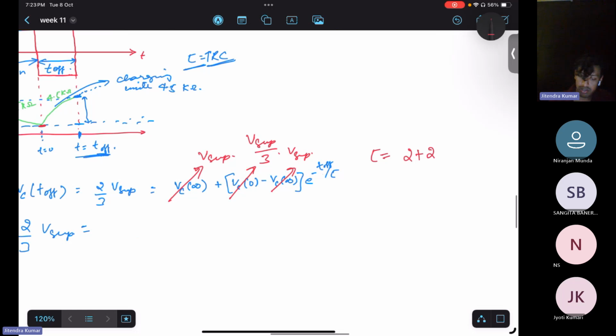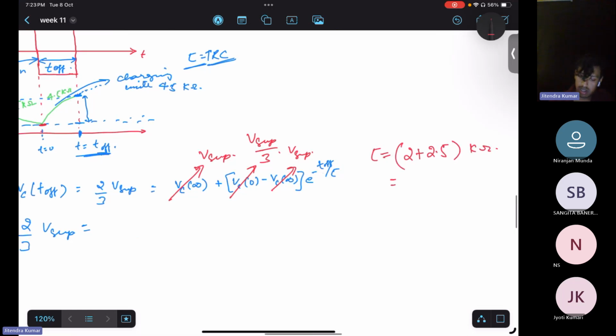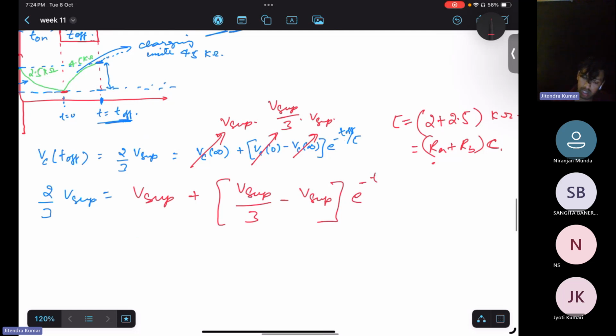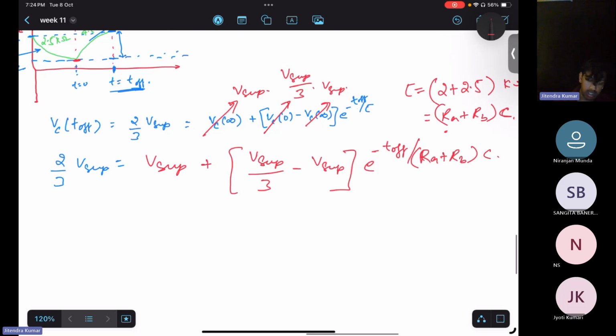2 plus 2.5 kilo ohm, which in terms of expression is Ra plus Rb. It is charging through two resistances into C. So here we can equate to V supply plus V supply by 3 minus V supply e raised to power minus T of divided by tau. That is nothing but Ra plus Rb into C. Okay, I hope it is smooth till this point.